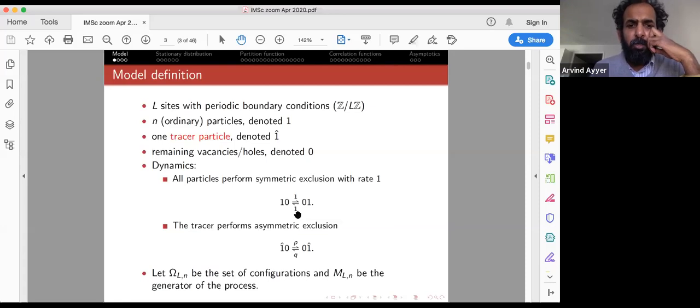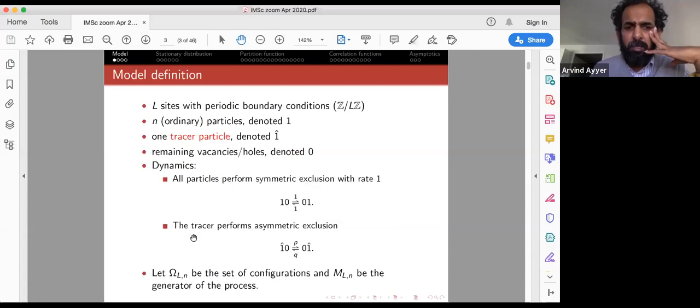Okay, so this is called symmetric exclusion. So it's symmetric in the obvious sense that motion forward and backward is the same for the particles. And it's exclusion because every site has at most one particle.